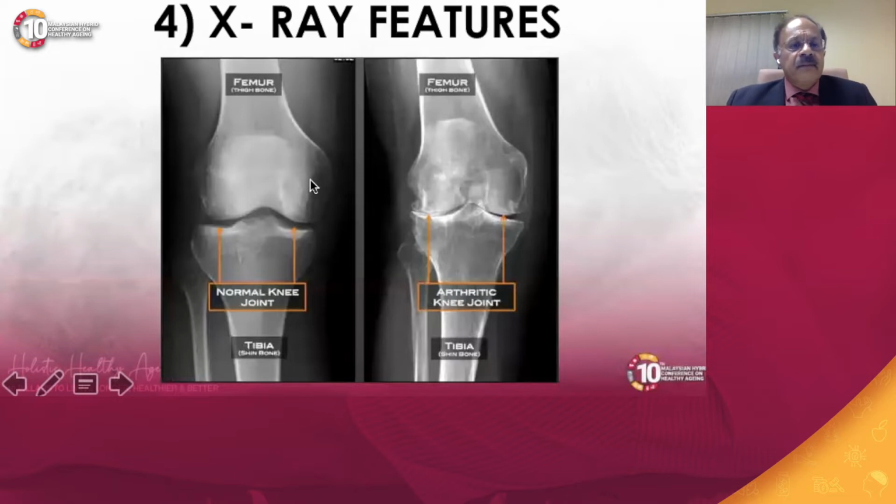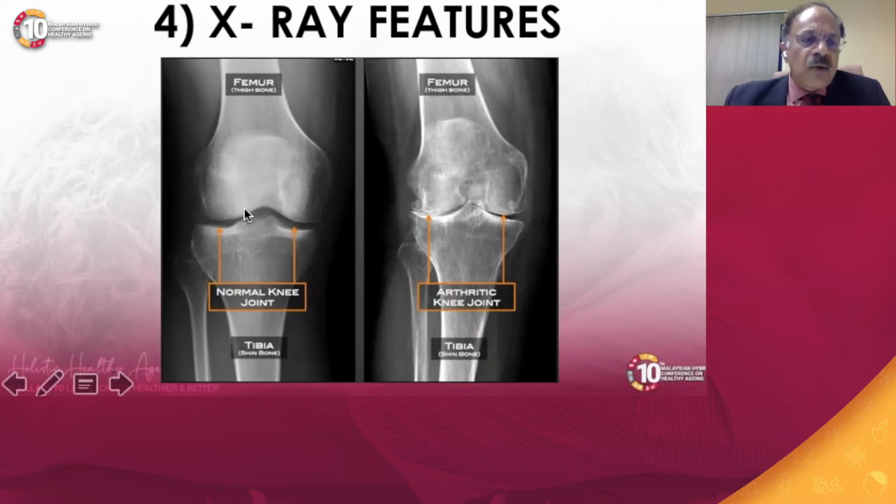X-ray features of the same. This is a normal joint, and this is an abnormal joint. That's the femur, and this is the tibia. You can see the joint space is even on both sides. The leg is quite straight. The borders, there's no subchondral sclerosis or cyst formation, quite nice looking.